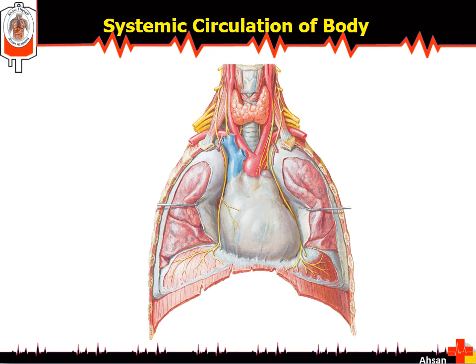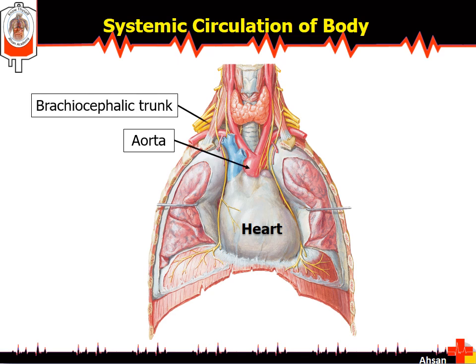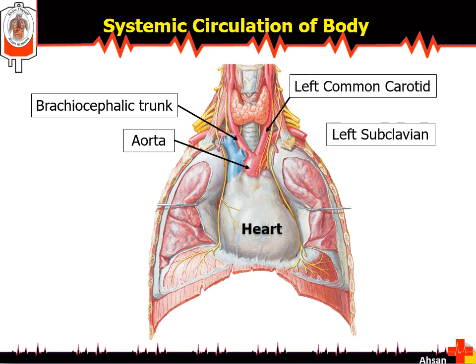We try to identify the parent source, like whether it is directly arising from the heart, or it is the branch of some artery, like the brachiocephalic trunk, which is the branch of the arch of the aorta. And similarly, on the left side, the left common carotid and left subclavian are branches of the arch of the aorta. So with the name of the parent's artery, we usually match the name of the artery.